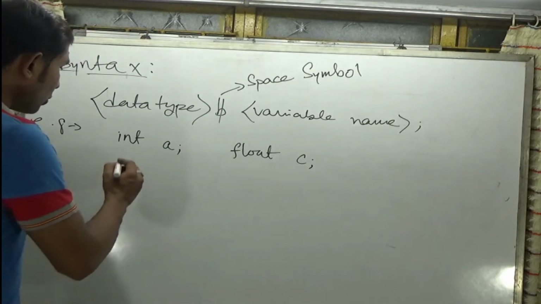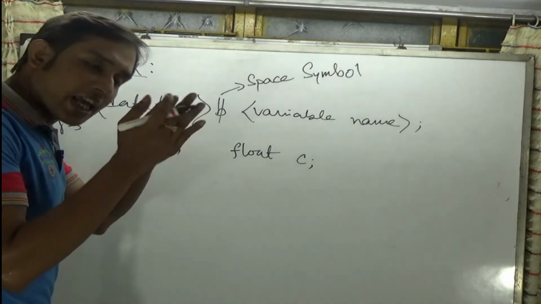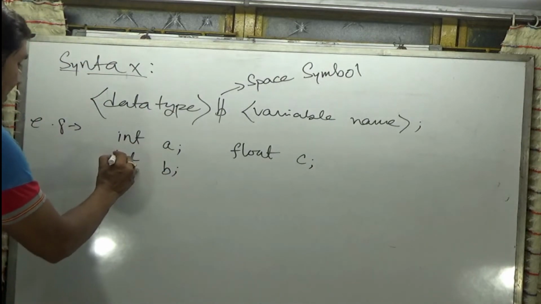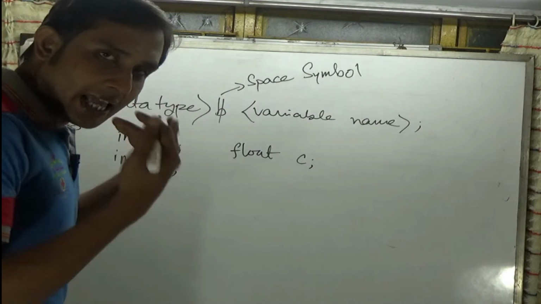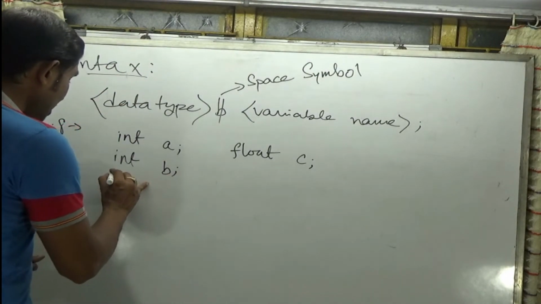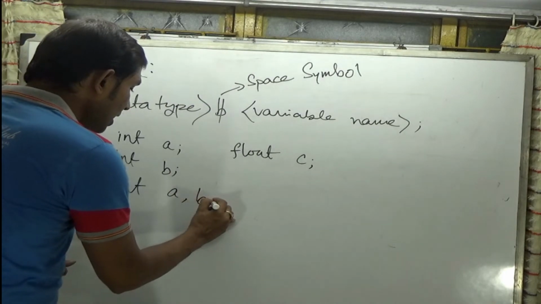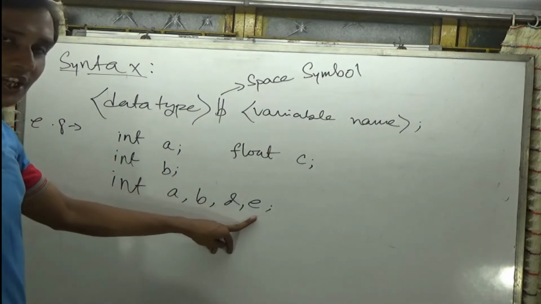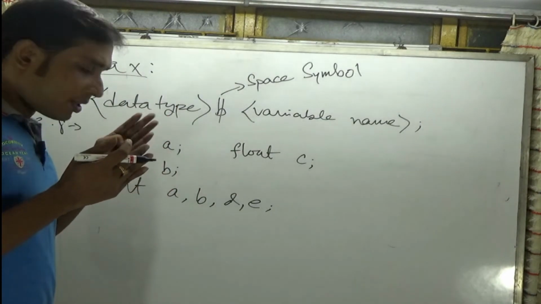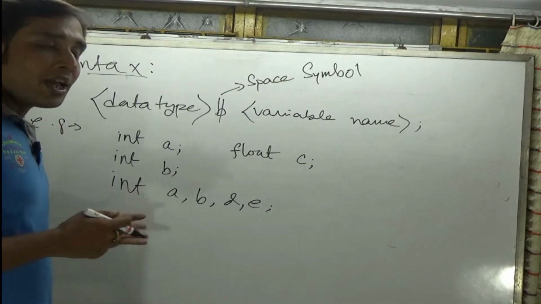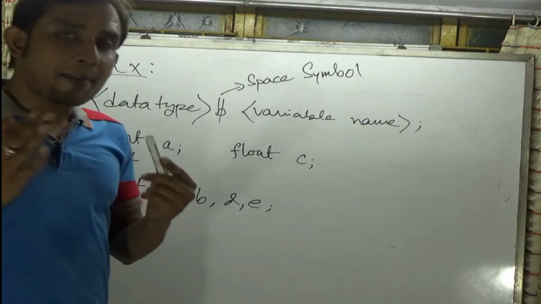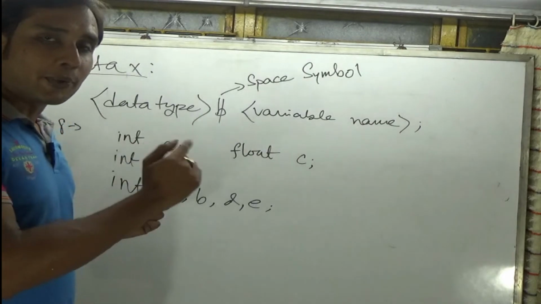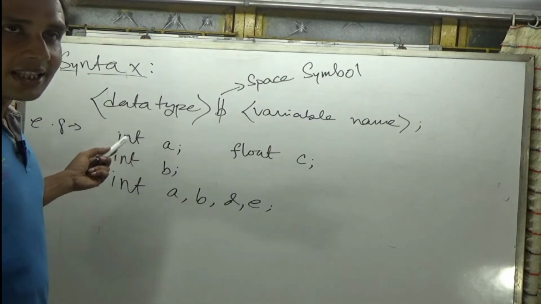Now suppose I am going to declare multiple variables of the same data type, we can declare in this way. Suppose int b, but as both variables are of the same data type, we can write this in this way: int a comma b comma d comma e. In this way we can declare 4 variables here which are all of the same data type, that means integer data type. So if the variables are of the same data type, we can declare them in a single line by giving commas between them, and also we can declare them on separate lines.